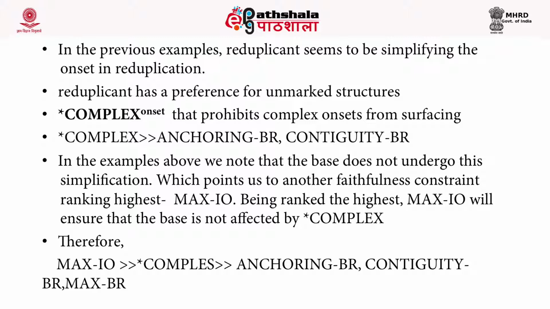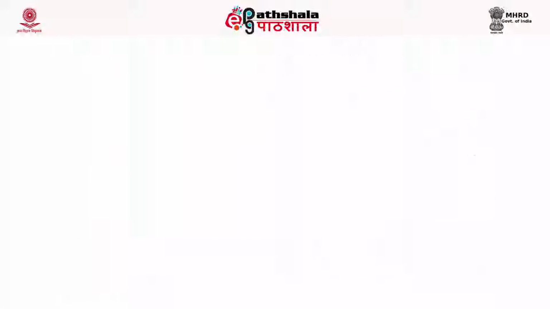In the above examples we saw that the base does not undergo the simplification, which points us to another faithfulness constraint, max IO. So deletion occurs only in the reduplicant and not the base. The faithfulness constraint in the base persists. So max IO is the most dominating constraint in the whole ranking. So now we have a final ranking, which is max IO, dominating no complex onset, dominating anchoring BR, contiguity BR, max BR, which are all unranked.